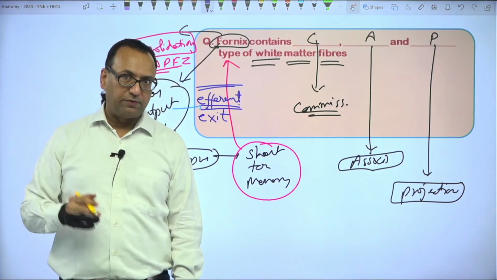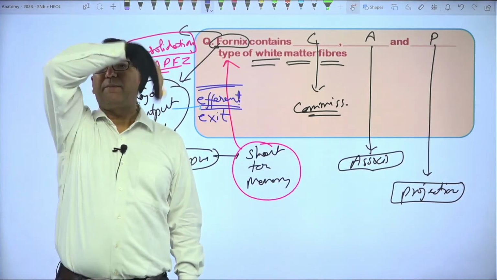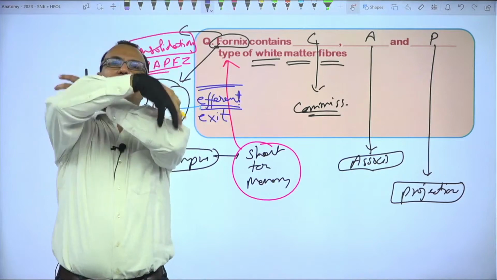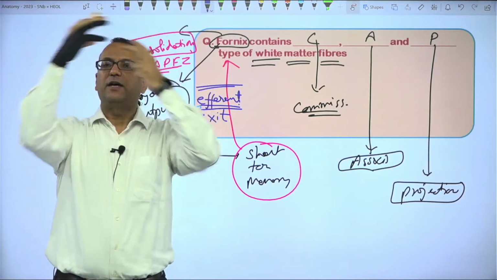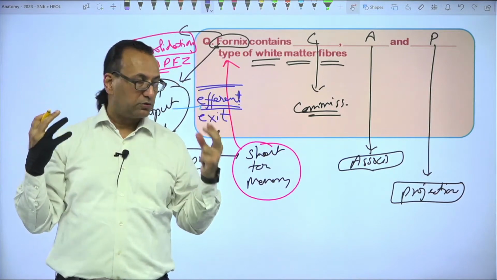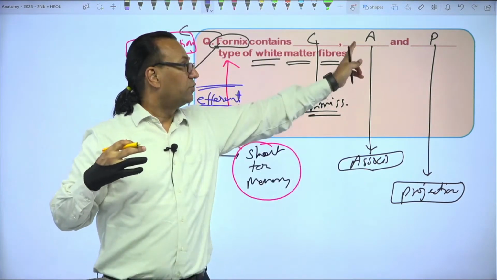That we will find, but one hippocampus is connecting with the other hippocampus, meaning the right hippocampus connects with the left hippocampus via commissure fibers, and those commissure fibers also belong to fornix. So the first answer is commissure. Second is association. What is association?